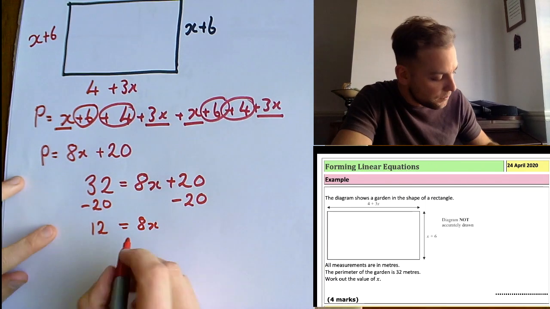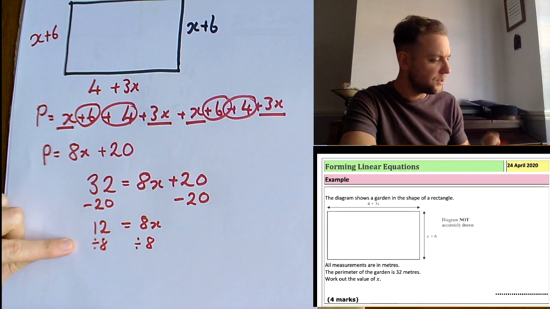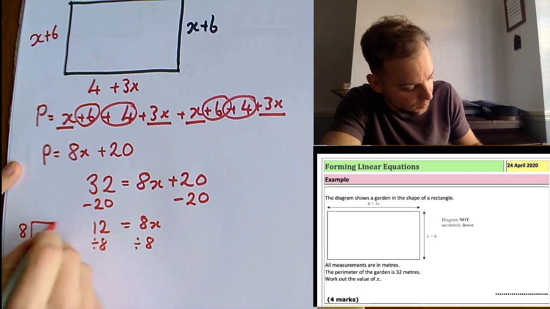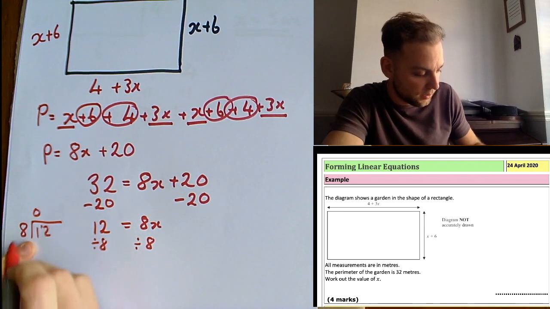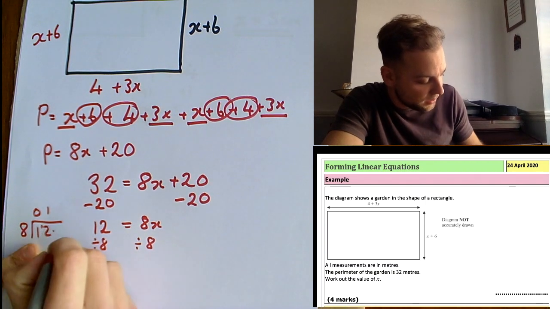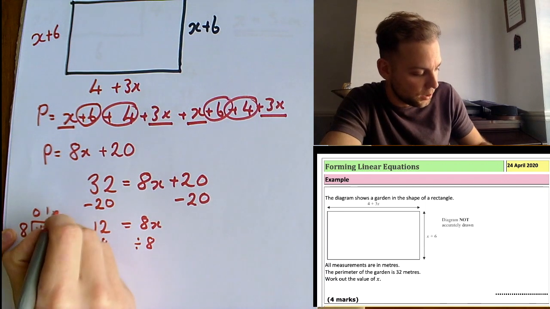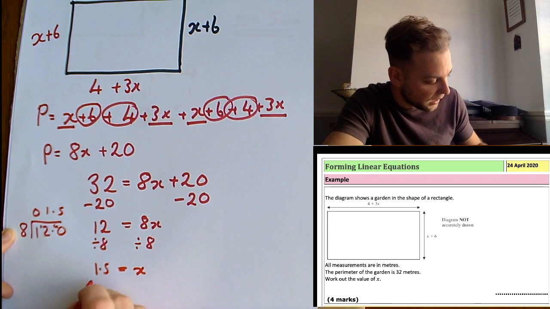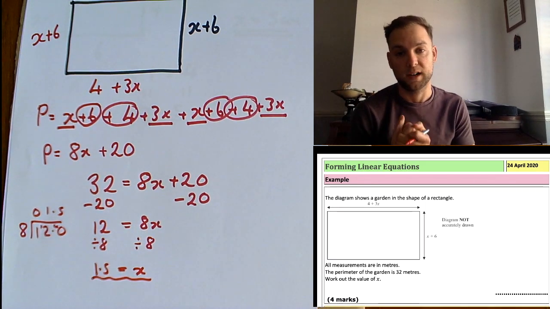Okay, divide by 8, divide by 8. So 12 divided by 8. Don't be too scared by that. You can use a calculator. You could use a bus stop for this if you wanted to. How many times does 8 go into 1? 0, carry the 1. How many times does 8 go into 12? It goes in once. Carry the 4, I need 0.0. How many times does 8 go into 40? It goes in 5 times. x is equal to 1.5. So 12 divided by 8 is 1.5.